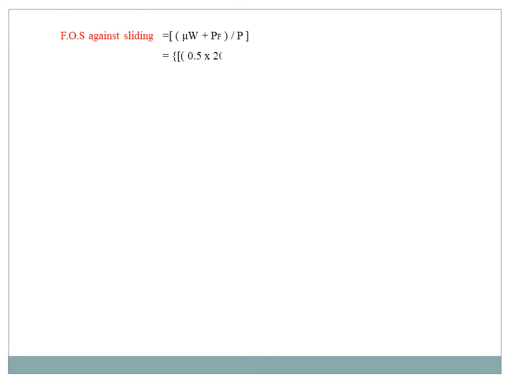So factor of safety against sliding again need to find. Factor of safety is equal to mu W plus Pf divided by P. So apply mu is 0.5, W is 201.95 plus Pf, we can already find it in the previous step. So Pf is equal to 97, then P is equal to 81.12. So this value is 2.4, above 1.5. So hence safe.